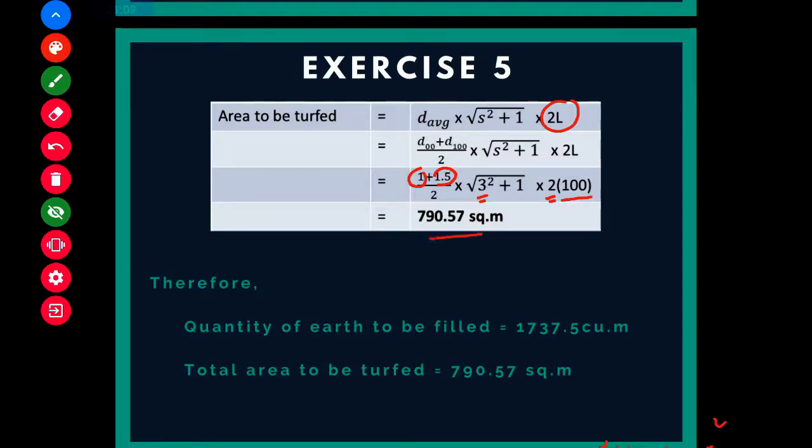So after you calculate, you will get 790.57 square meter. So therefore the quantity of earth to be filled, as we calculated at the top, will be 1737.5 cubic meter, and then total area to be turfed will be 790.57 square meter.